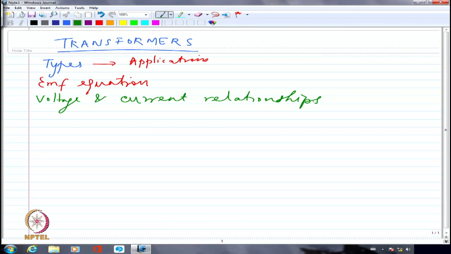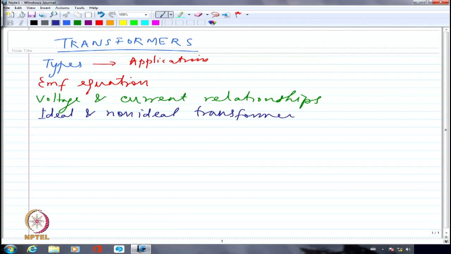After this, we will talk about ideal and non-ideal transformer and then the phasor diagram. This is the sequence. After that, we will worry about what further we will discuss. Okay? So I will then cover ideal and non-ideal transformer, which will take us to equivalent circuit and so on and so forth.